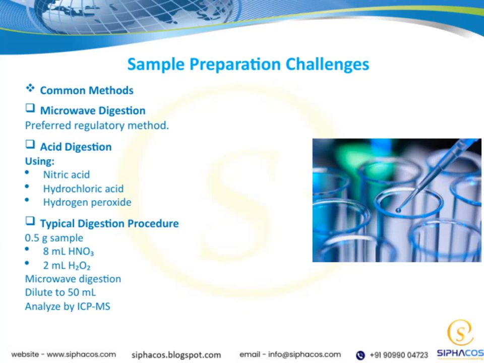When it comes to preparing samples, there are some common challenges we face. One widely preferred method, especially for regulatory purposes, is microwave digestion. This technique uses a combination of acids, typically nitric acid, hydrochloric acid, and hydrogen peroxide, to break down the sample. A typical procedure might start with half a gram of the sample, add 8 milliliters of nitric acid, 2 milliliters of hydrogen peroxide, then apply microwave digestion. After that, the mixture is diluted to 50 milliliters and analyzed using ICP.